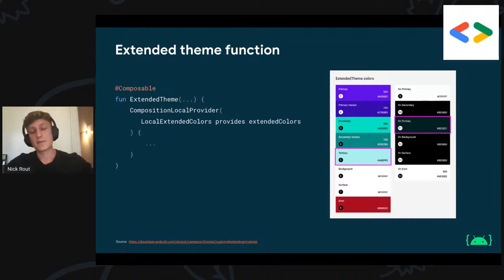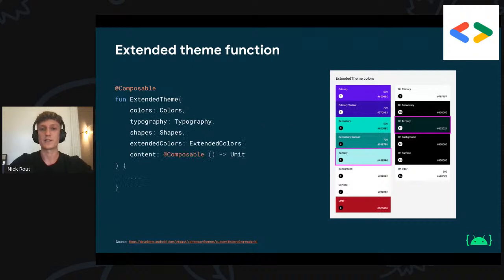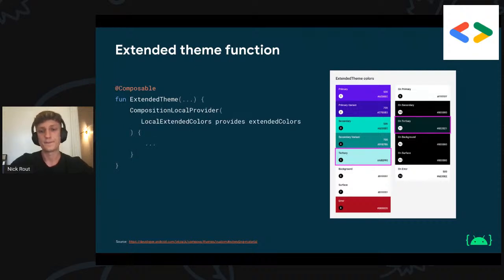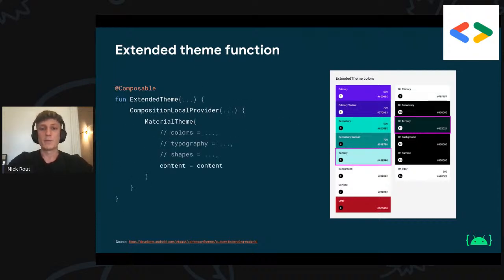We then use, in the same way that material theme does, CompositionLocalProvider, and then we use that composition local ExtendedColors to provide our extended colors, which is passed through as a parameter to our function. And within that, we still need to call MaterialTheme because we do want to actually provide all the other material values like colors, typography, and shapes, and pass those values through to it, as well as our content parameter.